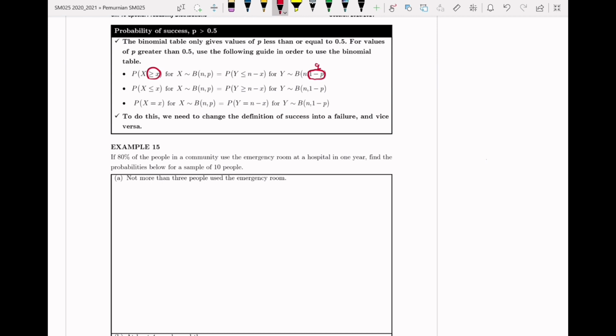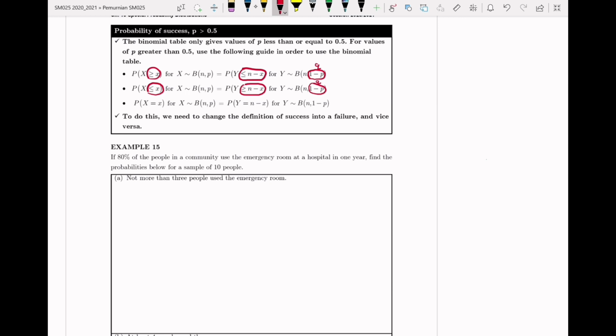Y is still binomial distribution, but we use the probability q, which is 1 minus p. So if we have X greater than or equal to x, we need to change it to Y less than or equal to n minus x. We can see that the inequality sign will change from greater or equal to less or equal. Similarly, if we have P(X ≤ x) for X binomially distributed n and p, we need to change it to P(Y ≥ n − x) for Y binomially distributed n and 1 minus p, which is q.